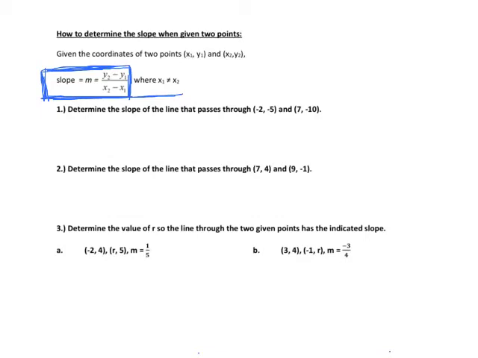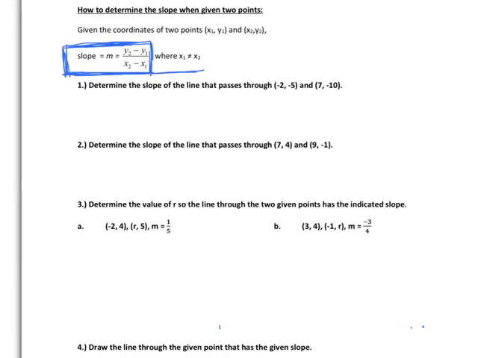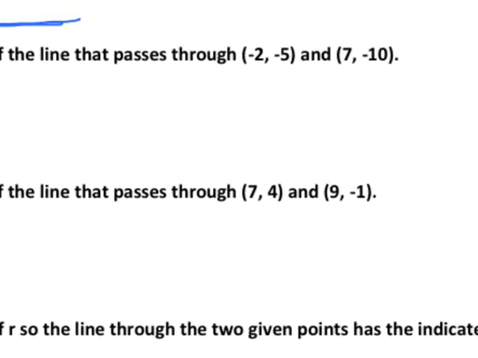Well, the first thing you got to do is figure out what's your first value and what's your second value. In this case, your -2 is your x1, your -5 is your y1, which means your 7 is your x2, and your -10 is your y2.